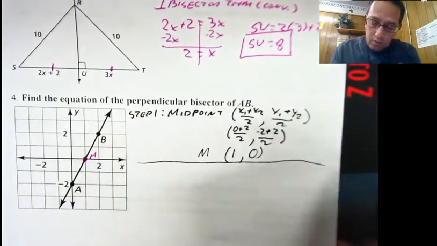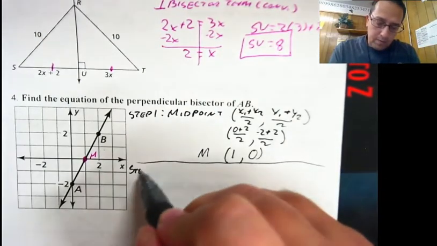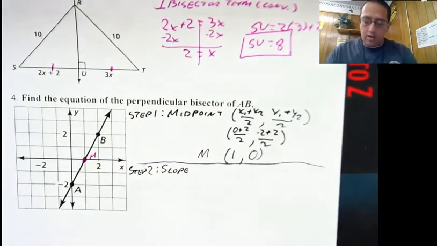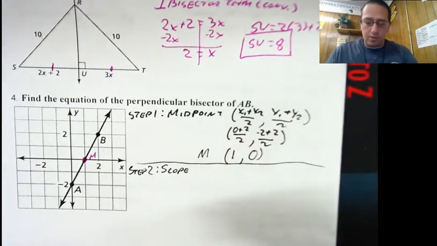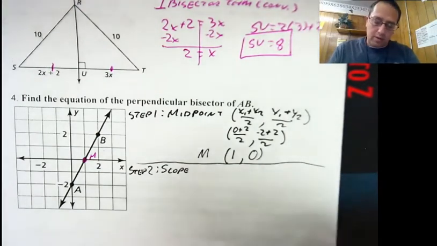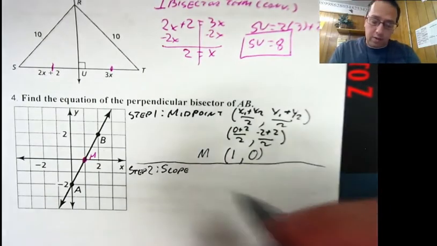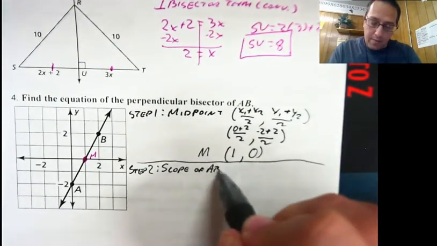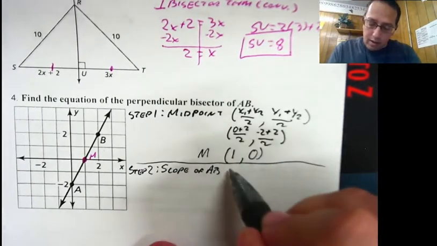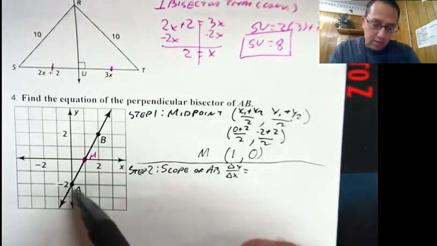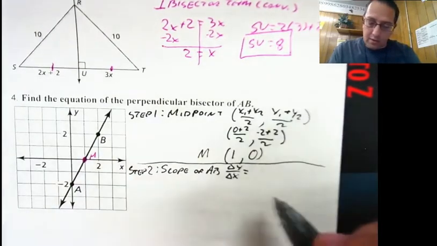Step 2, slope. Okay, so everybody should remember slope. Slope's pretty easy to find. There's lots of ways to do it. Rise over run, changing y over changing x, y2 minus y1 over x2 minus x1. Now what we're going to do is find the slope of AB. I like changing y over changing x. So I look at here and I say, well, my y's, I'm going from -2 up to +2, so I want up 4.